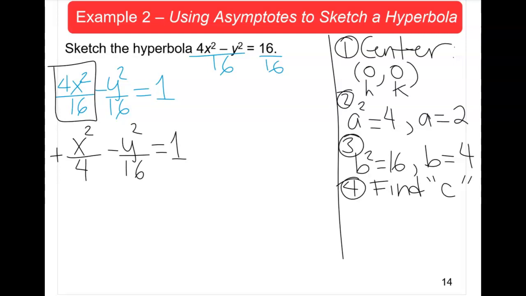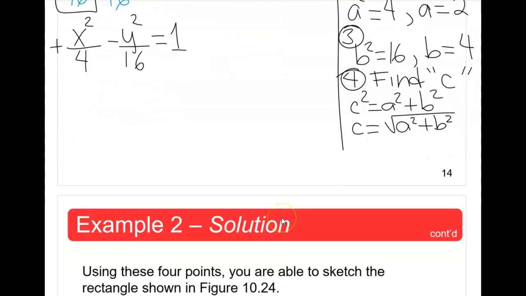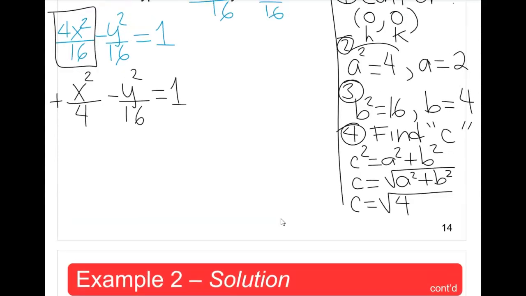Okay, so we're going to use the equation c squared is equal to a squared plus b squared. Then c will equal the square root of a squared plus b squared. And we are going to get c is equal to the square root of a squared, which is 4, remember from here, and then b squared is 16.